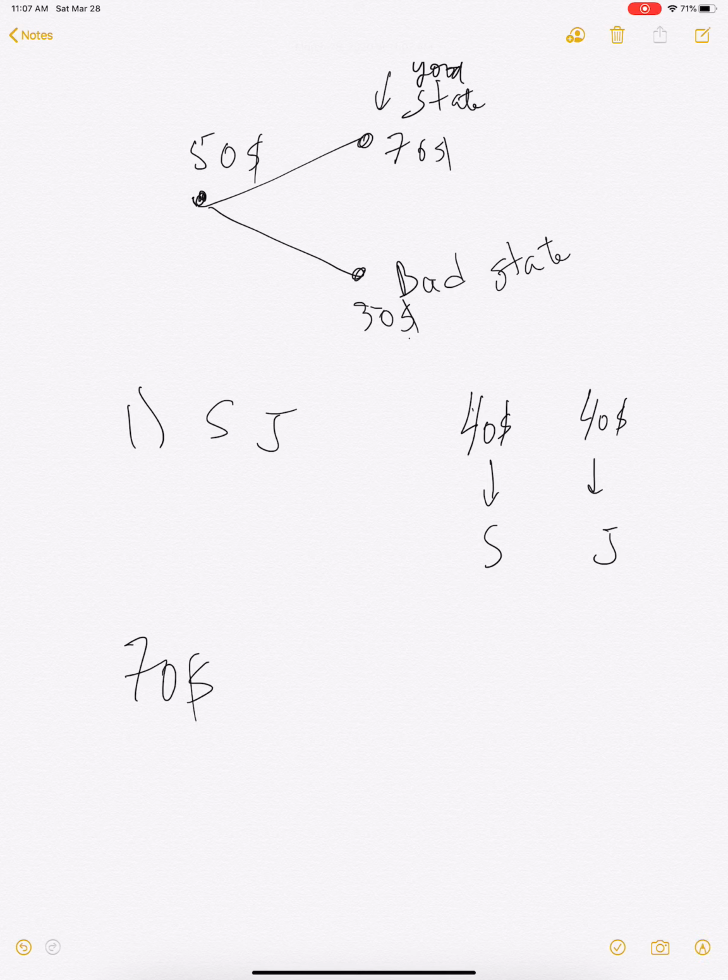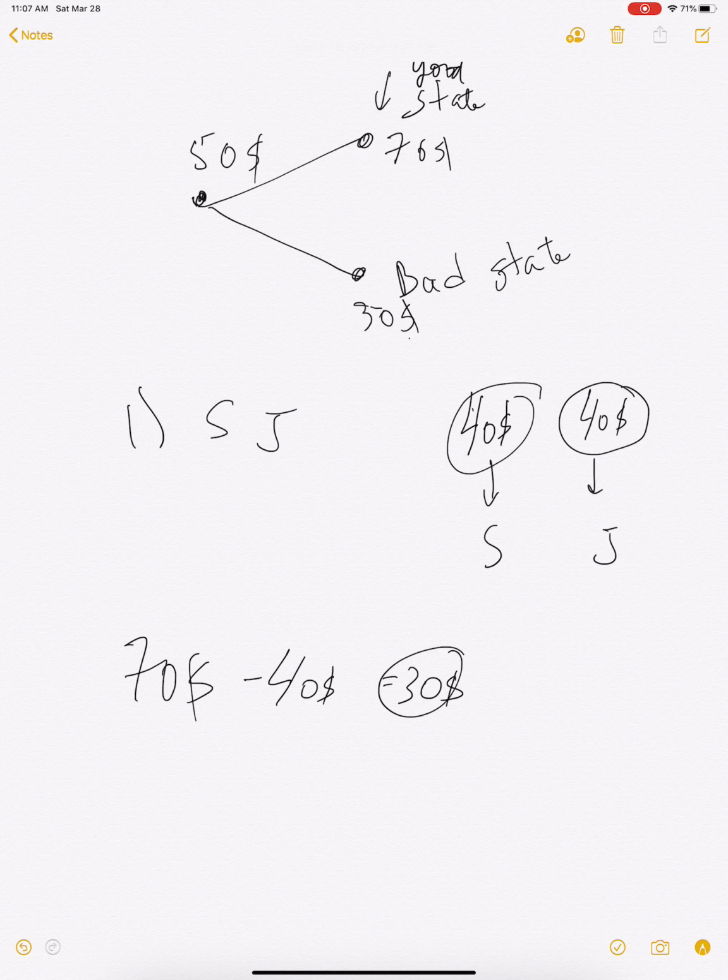Which means that you can actually pay off the senior debt. So it's going to be $70 minus $40. The $30 must go to the junior debt, right? Now you pay the senior debt here, you cannot pay the entire junior debt. That's why the $30 is going to go to the junior debt. So the value of the senior debt is going to be $40. The value of the junior debt is going to be $30.